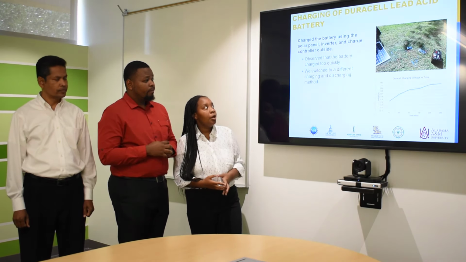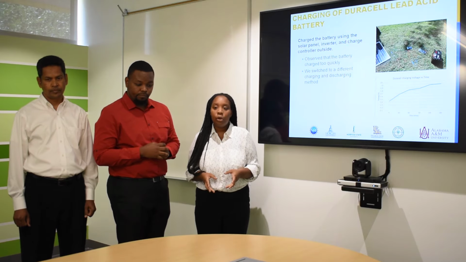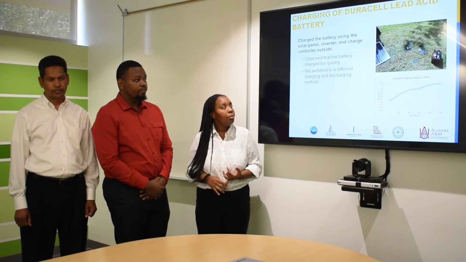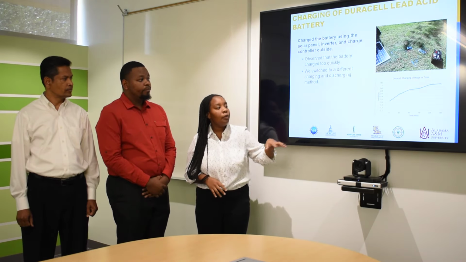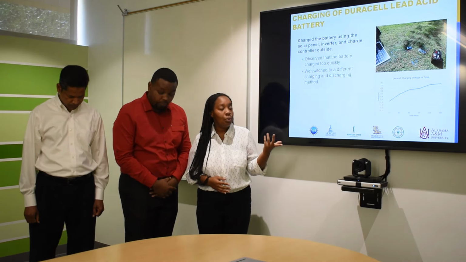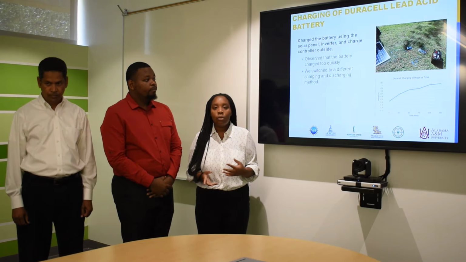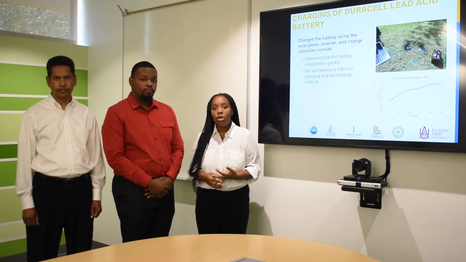After we discharged the battery, we decided to charge it. To charge our battery outside the electrical engineering building, we used the solar panel, inverter, as well as a charge controller. As shown from the graph, we realized that the battery was charging too quickly, and in only 2.5 hours, the battery was already charged back up to 12 volts, so we decided to change the charging and discharging method.